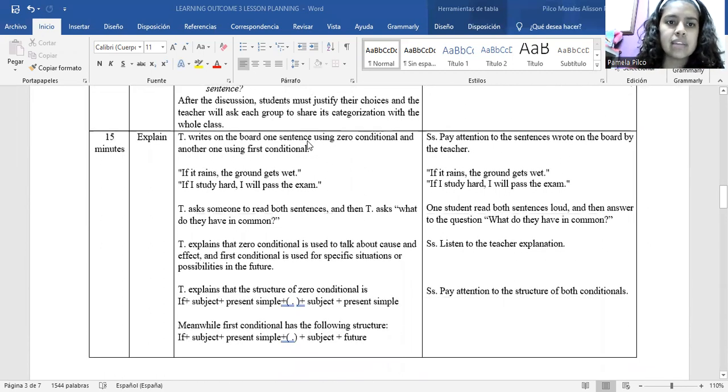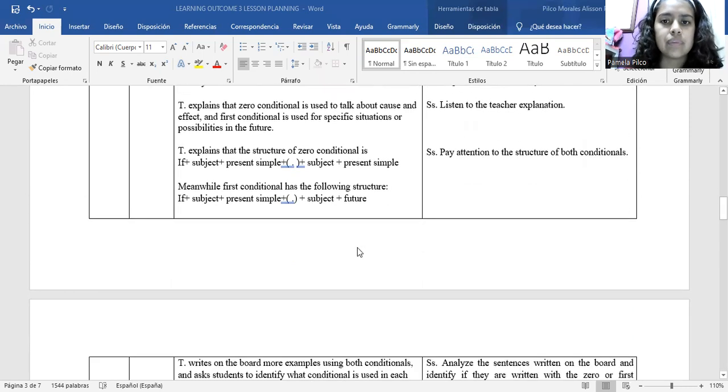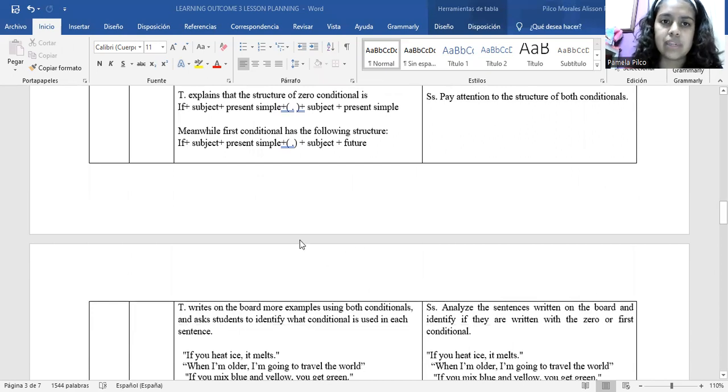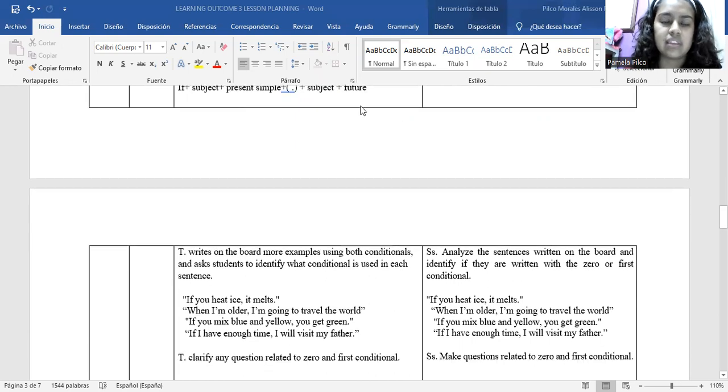Okay, in this playing activity, the teacher is going to write some sentences on the board in order to show the structure of the first and zero conditional. The main purpose of this is that students learn in an innovative way and not in a traditional one. After that, the teacher is going to ask the students what is the difference they found between these 2 sentences. After that, the teacher is going to give them more examples in order to clarify the right structure of each sentence.